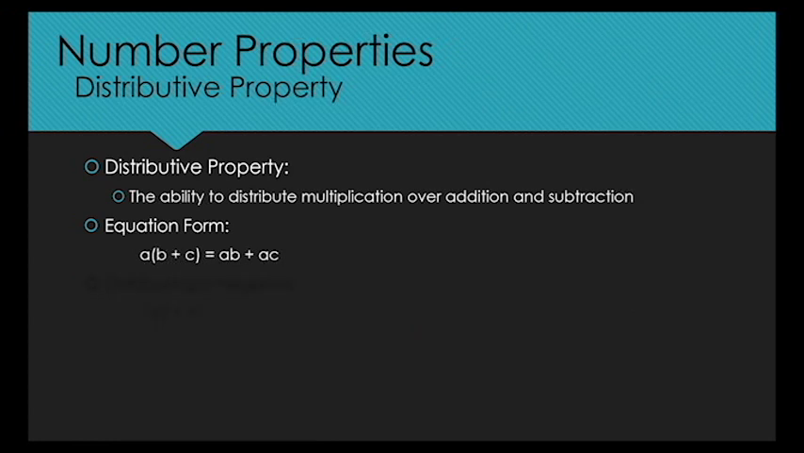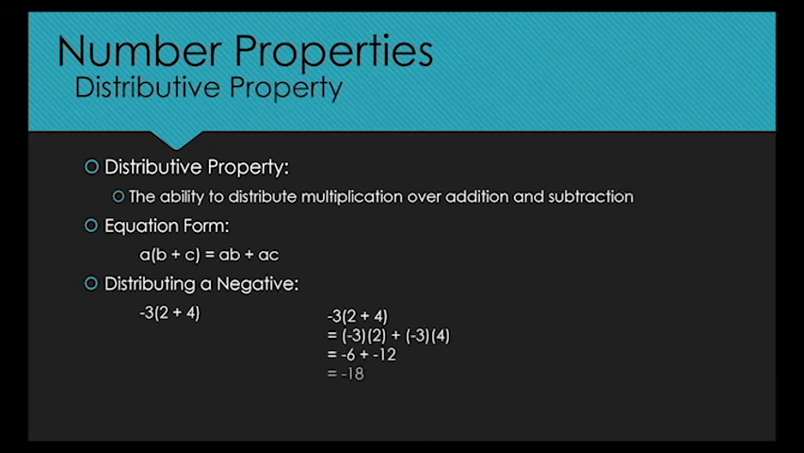One final note on the distributive property: if you are distributing a negative number across parentheses, you'll need to carry the negative through to each value that you are multiplying by. For example, negative 3 times the sum of 2 and 4 can be distributed to negative 6 plus negative 12. So that's the distributive property. It will be very useful when we start dealing with algebraic equations with variables.